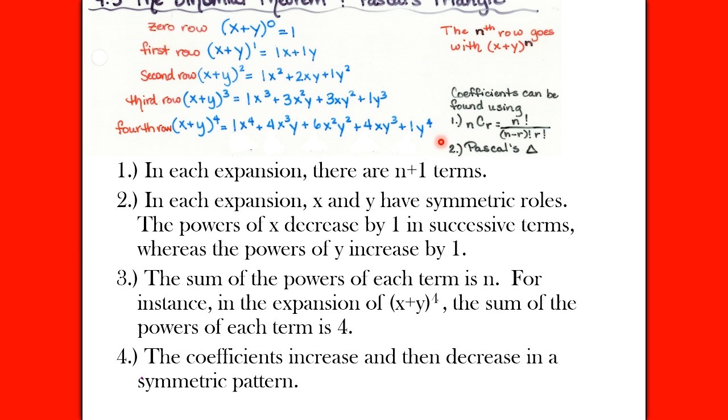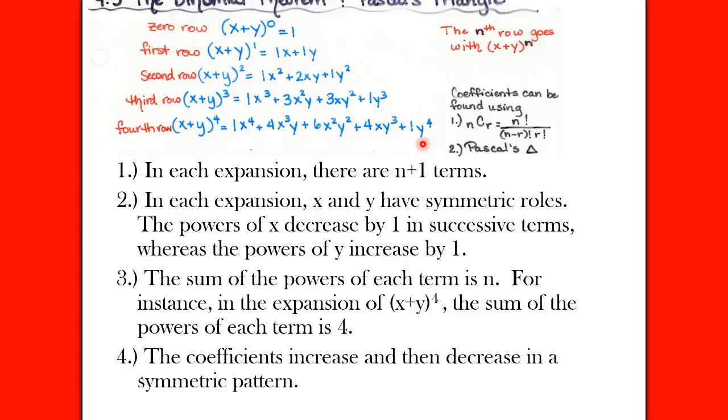The third thing they tell me there is that the sum of the powers of each term is going to be n. For instance, in this expansion on the fourth row that we've been looking at, the sum of the powers of each term is 4. Like if I go through here and I add up my exponents, I have 4 and nothing, so that's 4. On this term, I have x to the third and y to the first, so 3 plus 1 is 4. On this term, I have x to the second and y to the second, 2 plus 2 is 4. On this term, x to the first, y to the third, 1 plus 3 is 4. On this one, y to the fourth, and no x, or x to the 0, 4 plus 0 is 4. So the sum of the exponents in every term is going to be the same as the row you're on. It's going to be the same as n.